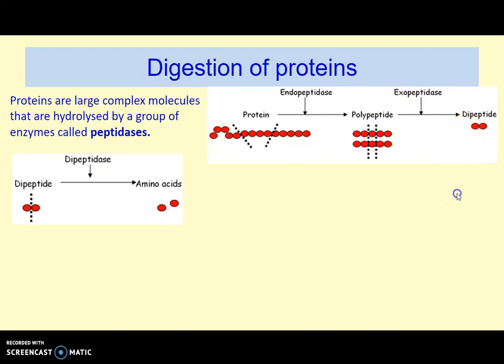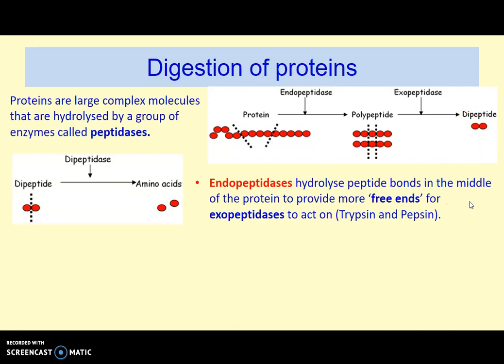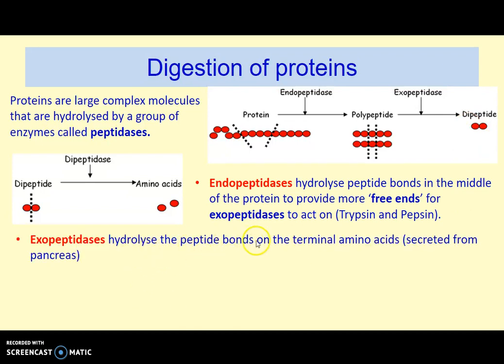Then what you end up with is polypeptides that have exopeptidases, and what they will do is work on the peptide bonds on terminal amino acids. So they'll work on terminal amino acids. These are secreted from the pancreas. Your endopeptidases are made either in the stomach or the pancreas, so we've got them made in 2 separate places.